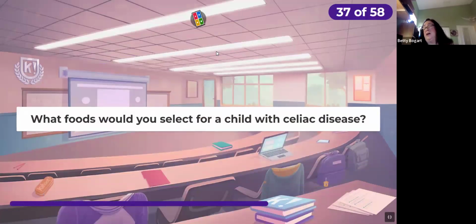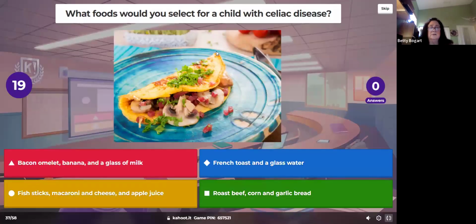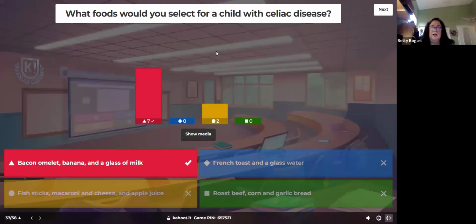What foods would you select for a child with celiac disease? Celiac disease, problems with wheat, rye, barley, oats. Anything without wheat, rye, barley, oats would be fine. You don't want the French toast. Fish sticks and macaroni and cheese also have some sort of flour that you don't want. And there's garlic bread. You can't have that either. So banana omelet, bacon omelet, bananas, milk is all perfect.